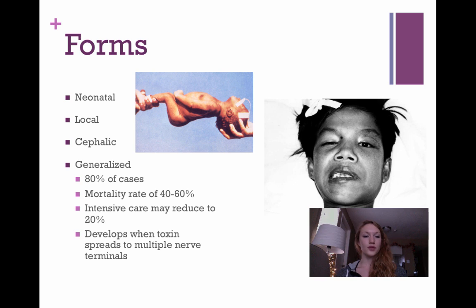There are 4 forms of tetanus, the first being neonatal, which usually results from umbilical cord contamination during an unsanitary delivery, as well as the mother not being immunized. You can see this baby here has the contractures that we associate with tetanus. The second form is localized, which is just in a specific target muscle group, and this occurs really when the toxin just doesn't have a chance to reach the central nervous system and spread.